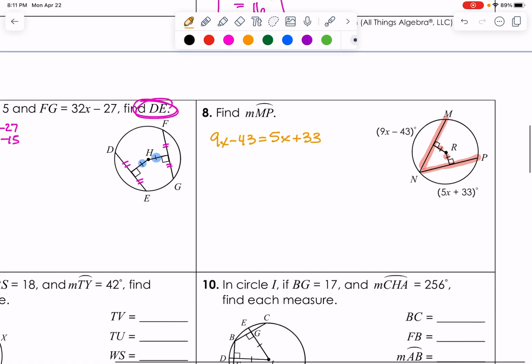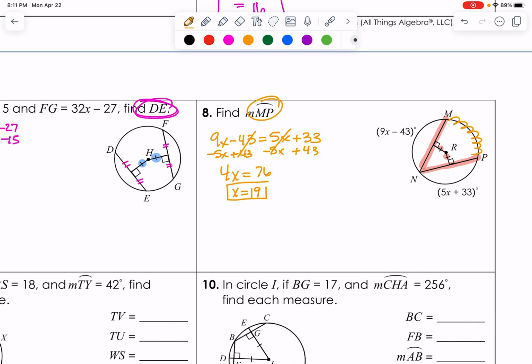So then we'll subtract 5x from both sides and add 43 to both sides. 4x equals 76. X is 19. But I asked you for MP. Now, first of all, notice where MP is. It's not one of the ones that you were given expressions for. So then what I've got to do is figure out MN.